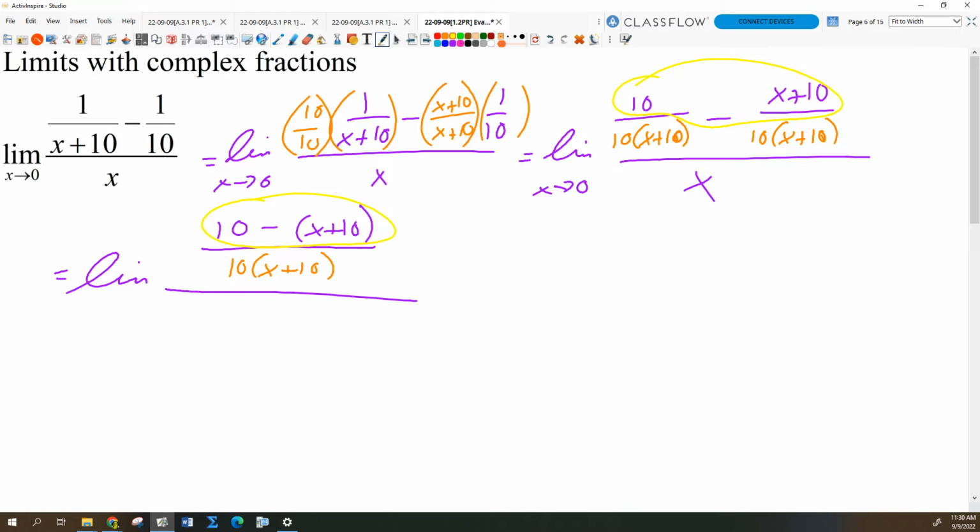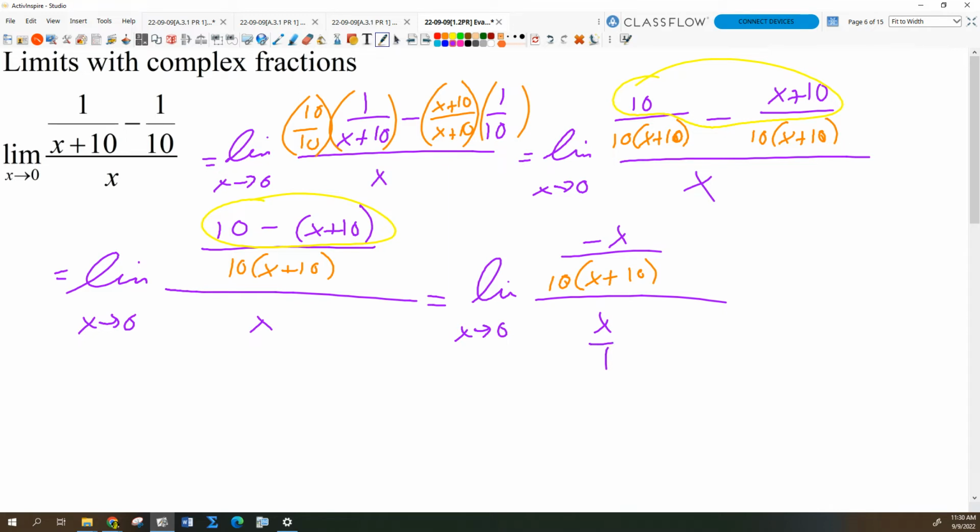Okay, all divided by x as x approaches 0. Okay, so now we can simplify this another step. On the top, what are we going to get? Well, 10 minus the quantity x minus 10. Doesn't that just work out to be negative x when I distribute the negative sign and collect like terms? Right, the 10s are going to cancel. So I'm going to get the limit of negative x over 10 times x plus 10, divided by x, as x approaches 0.